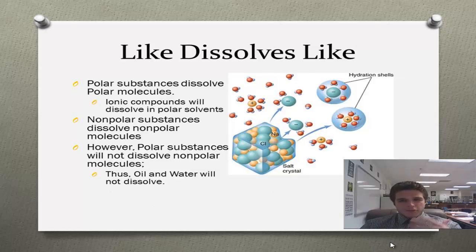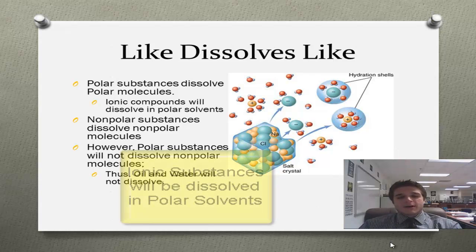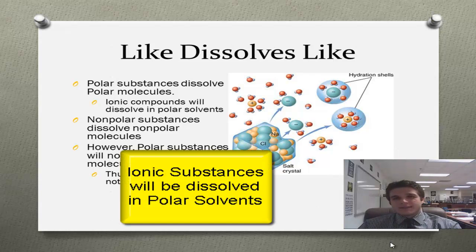So this rule comes into play here: like dissolves like. It means that polar substances will dissolve molecules that have charge. So things that are in ionic bonds tend to dissolve in polar substances, like water. Salt is going to get dissolved in water every time.